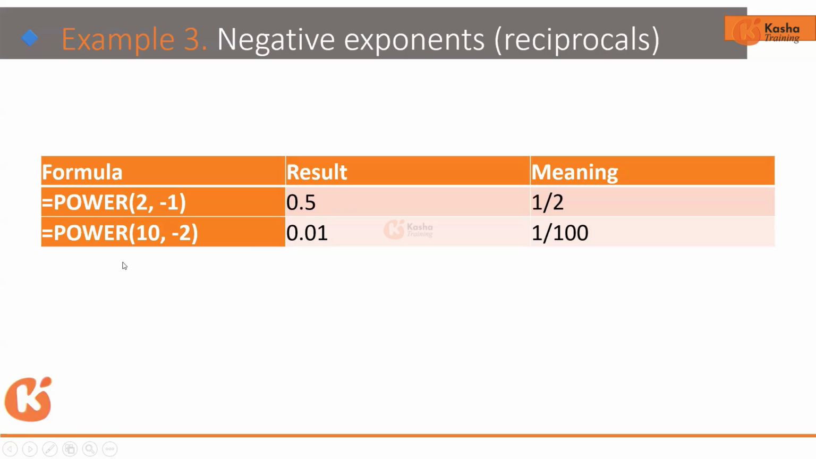And another example, it is 10 to the power minus 2. So it is 1 divided by 100. So the result is 0.01.